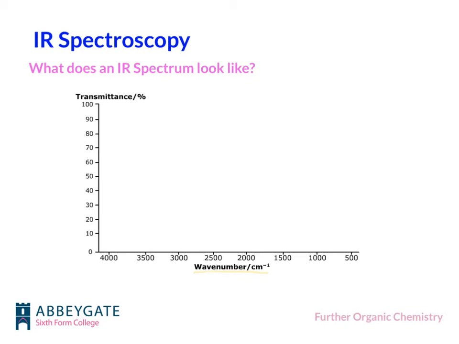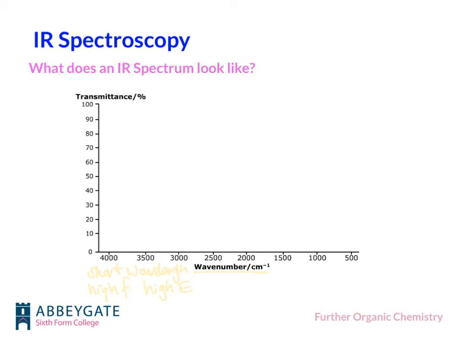So this is going to be short wavelength, which means it's high frequency and high energy. Whereas at the other end, down at about 500, we're looking at only 500 waves per centimetre. Therefore, we're looking at a longer wavelength and a lower frequency and a lower energy.